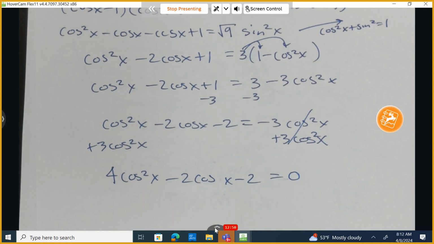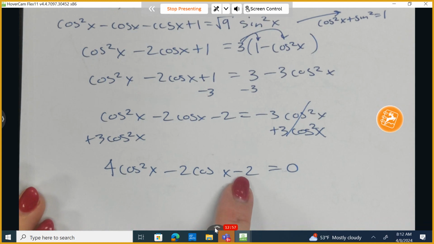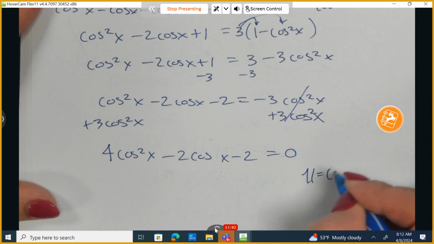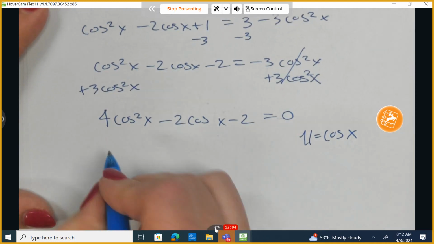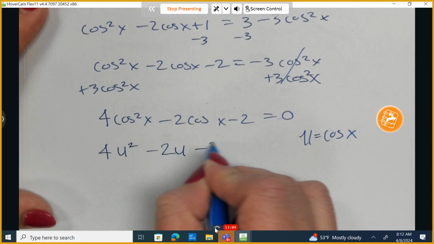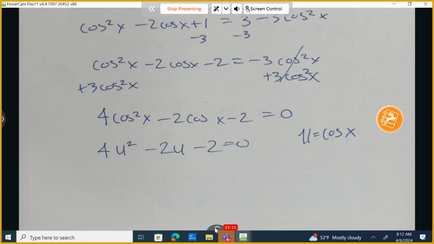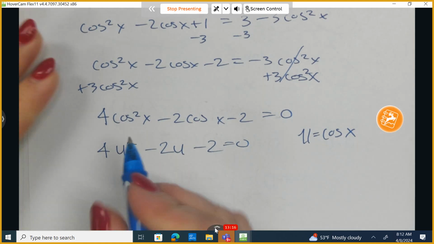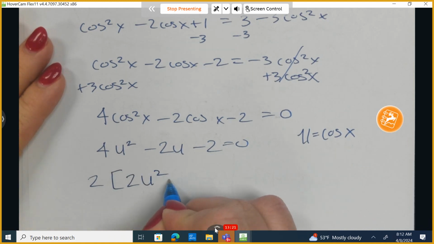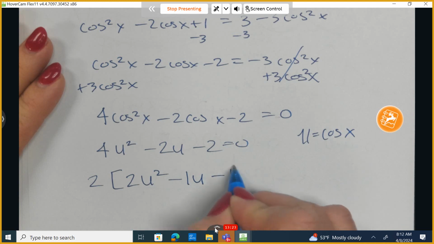Now, this is going to go back to what we did in problem 29. We're going to look to see, can we factor and solve eventually. But when you look at these three, I want us, just like we did last time, to write u equals the cosine of x. So I have 4u squared minus 2u minus 2 equals 0. Before I even start to factor, what am I able to factor out as a value? So let's factor out a 2. And I'd be left with 2u squared minus 1u minus 1 equals 0.